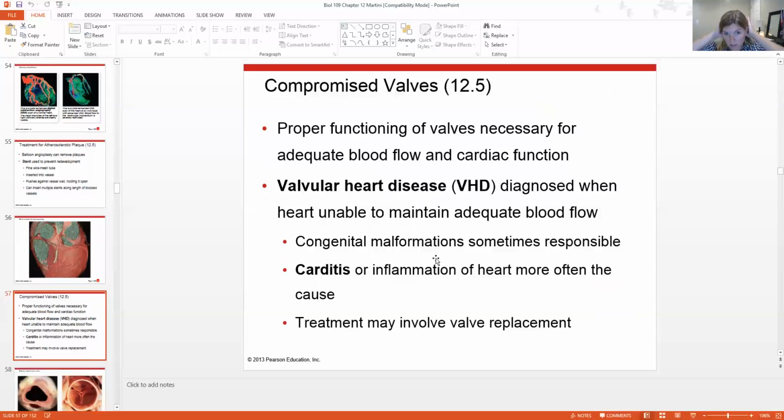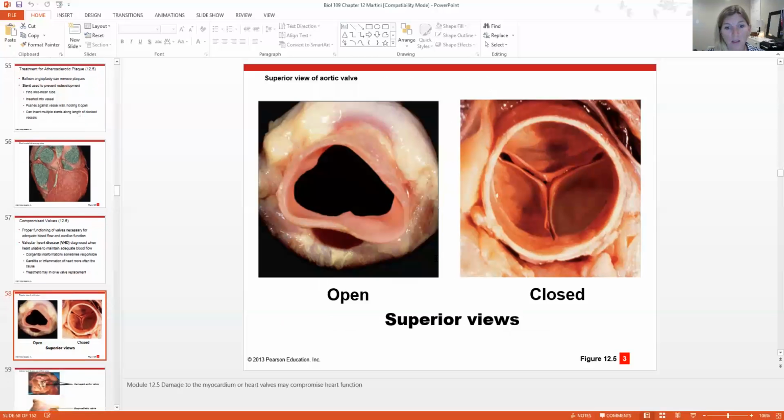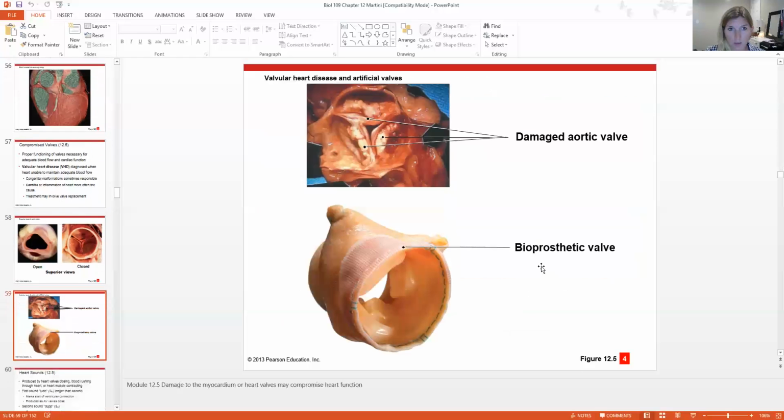Valves can be compromised as well. Proper function of the valves is necessary for the adequate flow through the heart and to the body. So a valvular heart disease, or VHD, is diagnosed when the heart is unable to maintain adequate blood flow. It could be because of congenital malformations or carditis, inflammation of the heart. The treatment may involve valve replacement. This is the normal valve when it's open, when it's closed, and a diseased heart, damaged aortic valve.